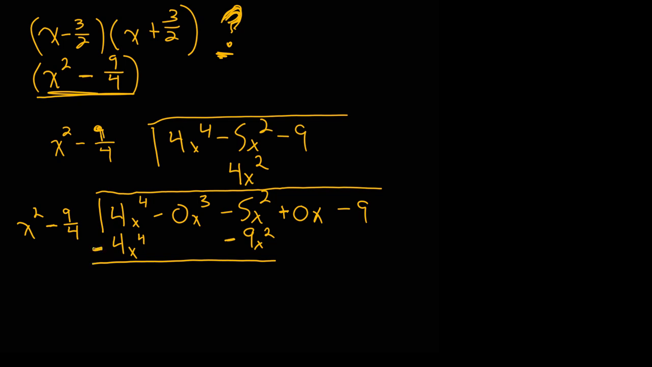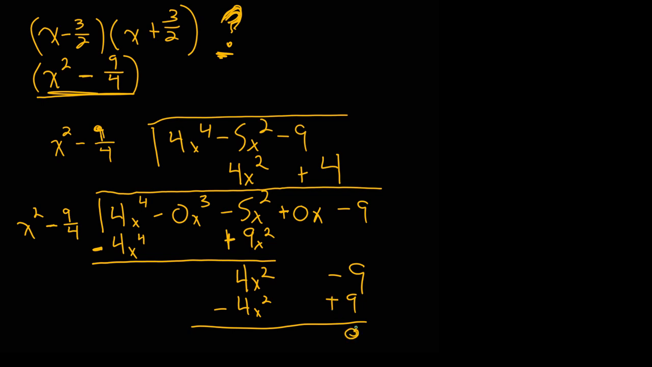So I'm going to switch my signs and add. I get 4x squared minus 9. X squared goes into this positive 4 times. So 4 times x squared is 4x squared. And 4 times negative 9/4 is negative 9. I switch my signs and I have 0 remainder.